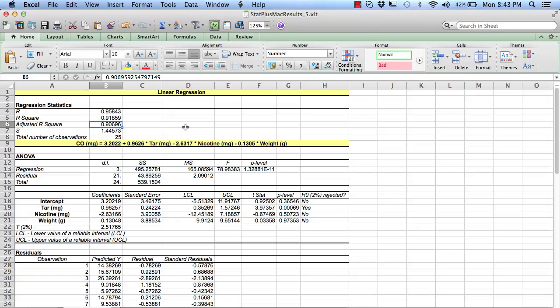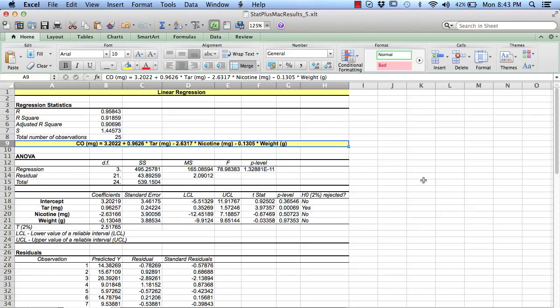So basically the takeaway is pay more attention to adjusted R² for multiple regression than for the regular R². So even the adjusted R² value is pretty high, so that's pretty good. Notice that this does give us the function that we would use in order to predict CO given any tar level, nicotine level, and weight for a brand of cigarettes. So that's nice that it writes it right out for us.